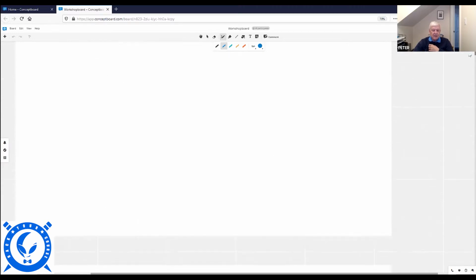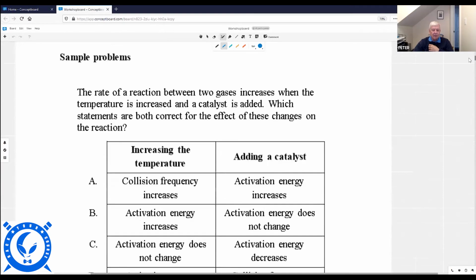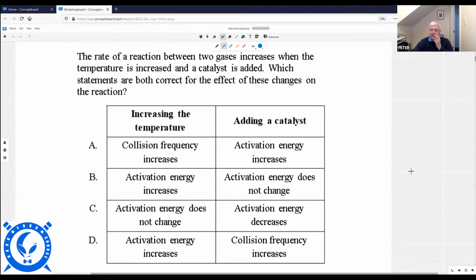Okay, so let's start with a couple of simple sample problems to get us oriented in terms of what we're looking for. Here we have the rate of a reaction between two gases increases when the temperature is increased and a catalyst is added. The question asks which statements are both correct for the effect of these changes on the reaction. If you increase the temperature, you have the options A, B, C, and D. And if you add a catalyst, you have the options A, B, C, and D. Which of the statements is correct for both?